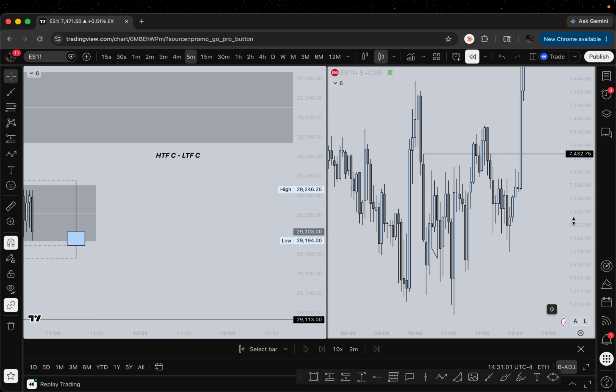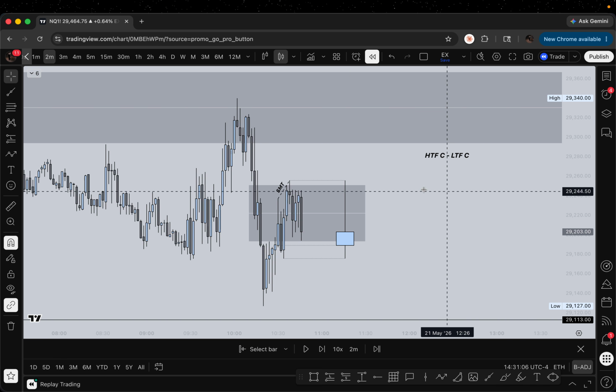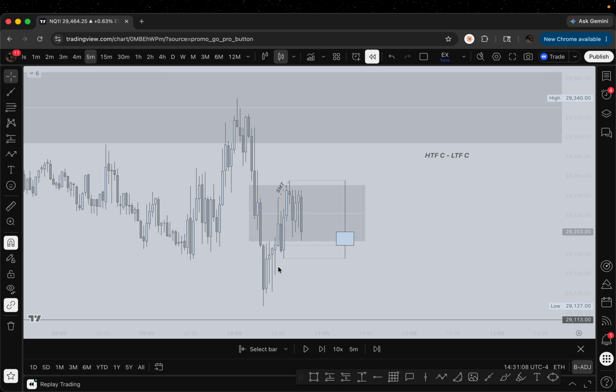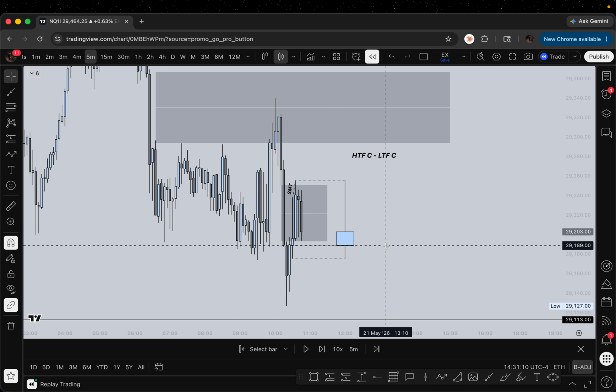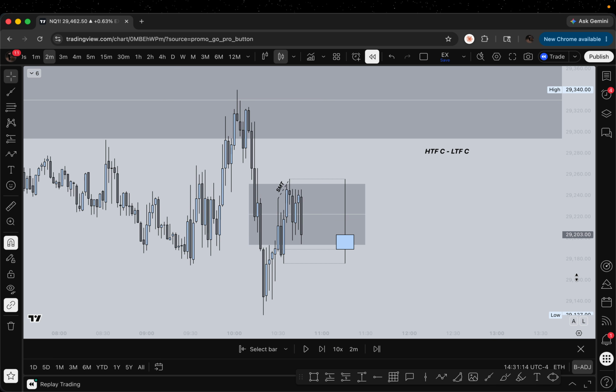You can see over here, ES was fully wicking it. It's nothing too crazy. And also this is still the low time frame, so these closes don't matter, right? The 5-minute is still closing somewhat all right within the gap. And this leads us into our entry confirmation, which is going to be the 2-minute inversion.